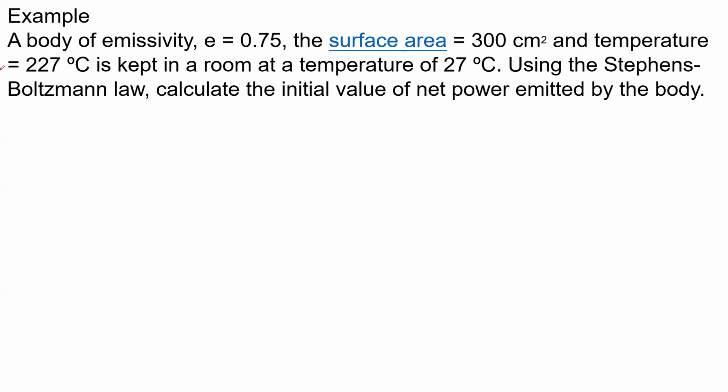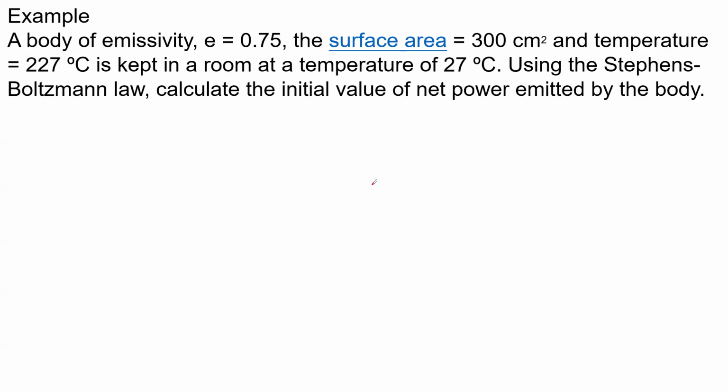So let's look at another example. A body of emissivity E of 0.75, with a surface area of 300 centimeters squared and a temperature of 227 degrees centigrade, is kept in a room at a temperature of 27 degrees centigrade. Using the Stefan-Boltzmann law, calculate the initial value of the net power emitted by the body.